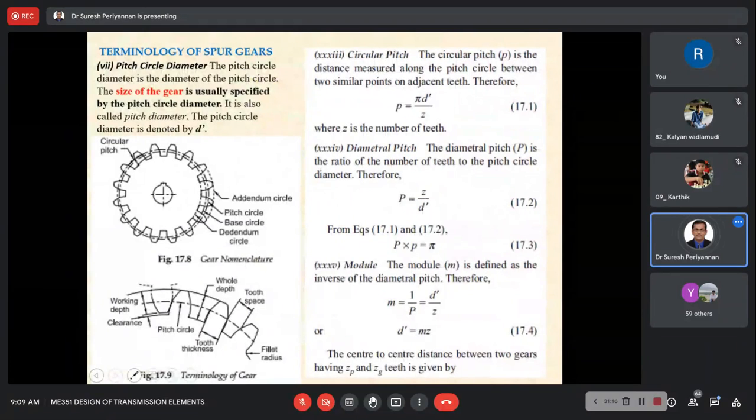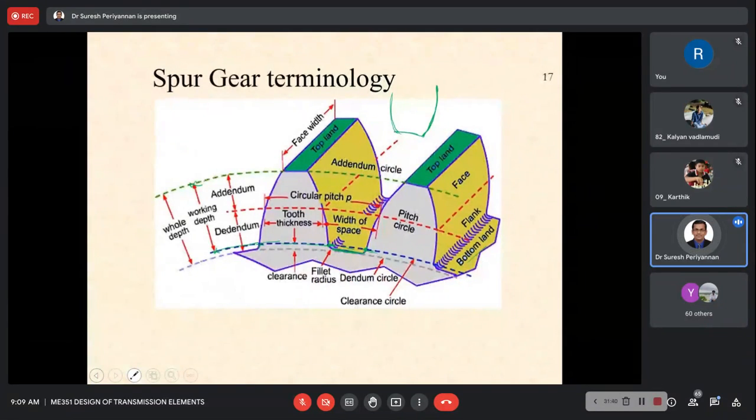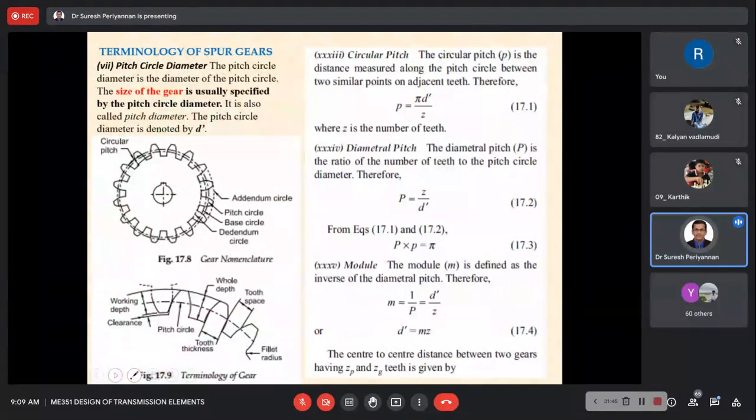Okay, d dash. Now, we already discussed top land, bottom land, involute, base circle, addendum circle, dedendum circle. Clearance also discussed. Face of tooth we discussed, and the flank of tooth also we discussed. Now, face width. Where is the face width? This is the face width. We already discussed the face width. And circular tooth thickness, that we also discussed already. Now working depth, whole depth, center distance.